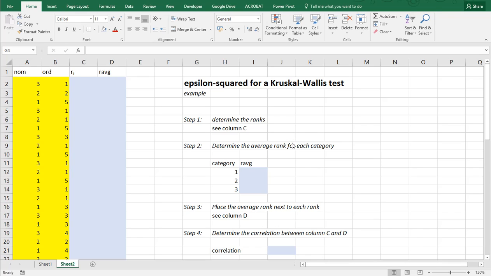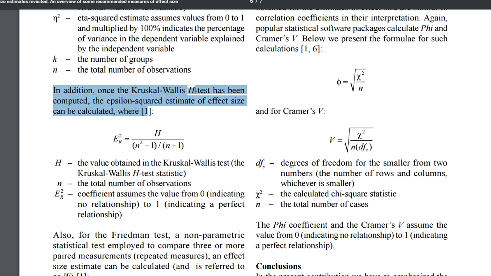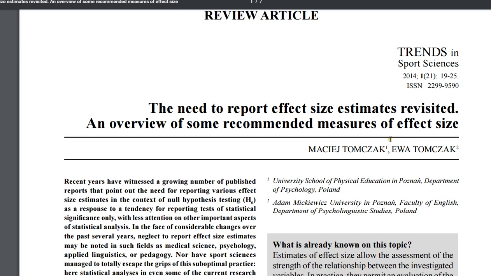Welcome. In this video I'm going to show you how you can determine epsilon squared for a Kruskal Wallis test. To be precise, this one will be using the adjusted for tied ranks version of the Kruskal Wallis result. The formula base for epsilon squared is found from this article, where here's the formula for it. This is an article by Tomczak and Tomczak, if I pronounce that correctly. And here's the details of that.